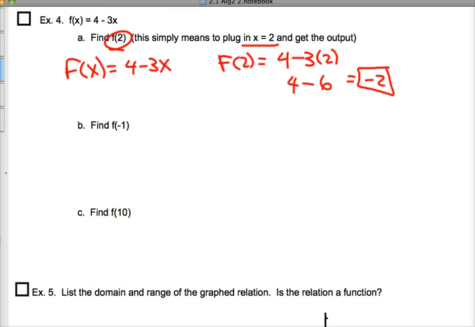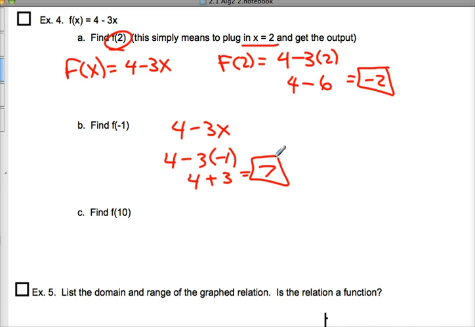F of negative 1 means plug in a negative 1. So I'm taking 4 minus 3x and I'm plugging in negative 1. Minus 3 times negative 1 is plus 3. 4 plus 3 is 7. That's it. The fact that it looked like f of negative 1 doesn't tell you to do any more math. It just means plug in negative 1, simplify, and you've got your answer.